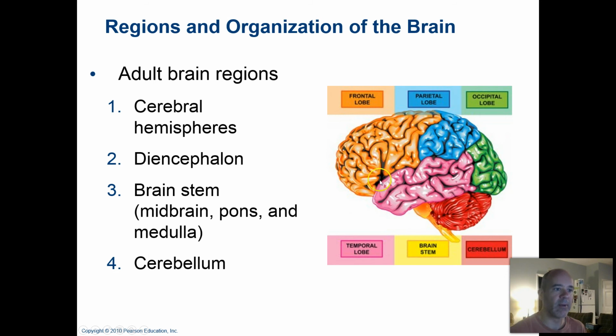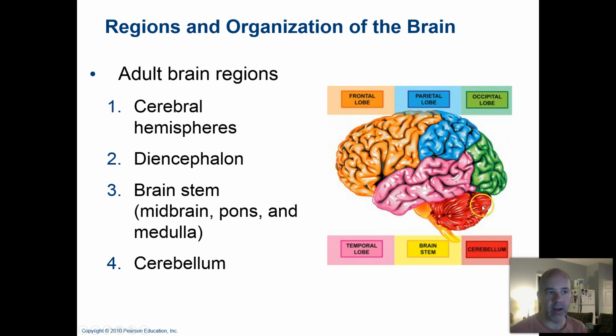lobe, temporal lobe. Then you have an area of the brain called the diencephalon. You can't see that on this particular diagram because it's deeper inside the brain, right around in here in this area. The brainstem is the lower part of the brain down in here that's going to connect directly to the spinal cord down in here. Remember that big hole in the occipital bone, the foramen magnum? That's where your spinal cord and your brainstem are meeting up. That's divided into three areas: the midbrain, the pons, and the medulla.